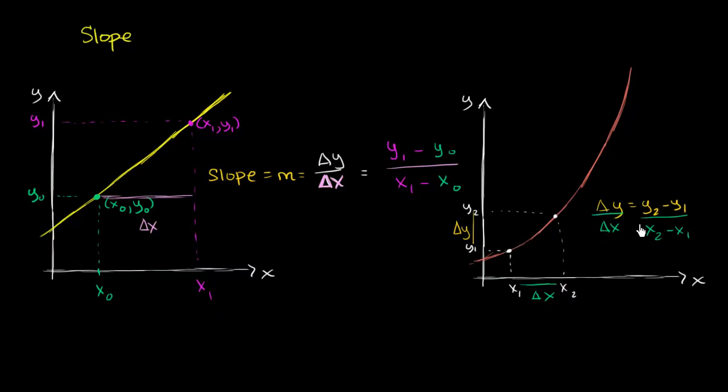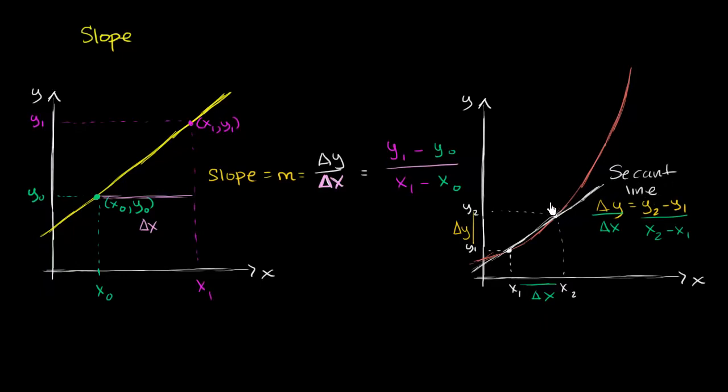But what have we also figured out here? Well, we figured out the slope of the line that connects these 2 points. And what do we call a line that intersects a curve in exactly 2 places? Well, we call that a secant line. So this right over here is a secant line.